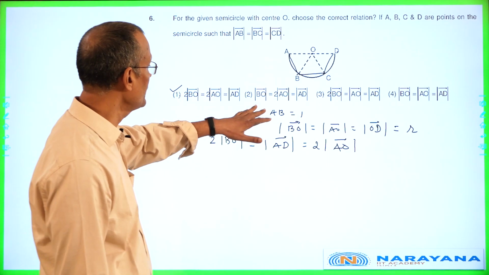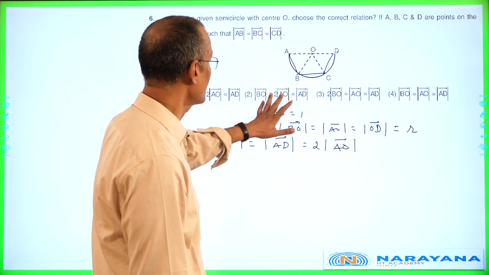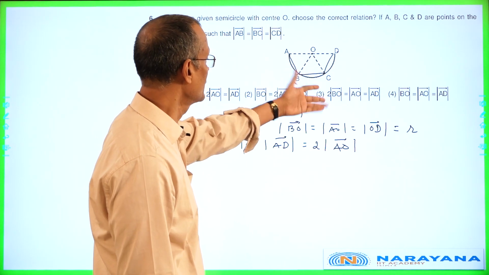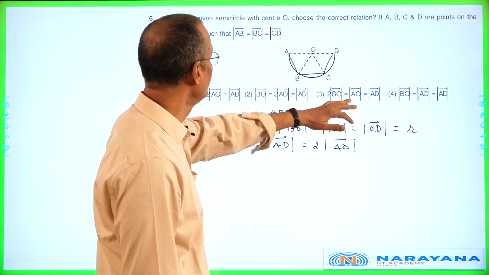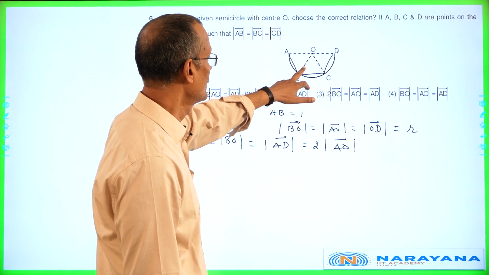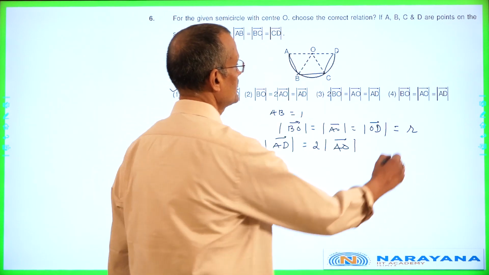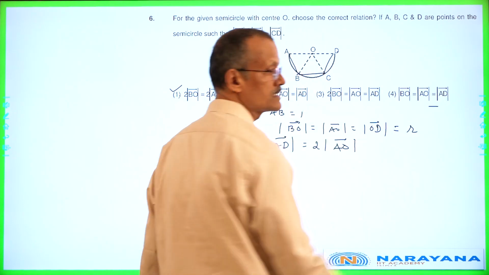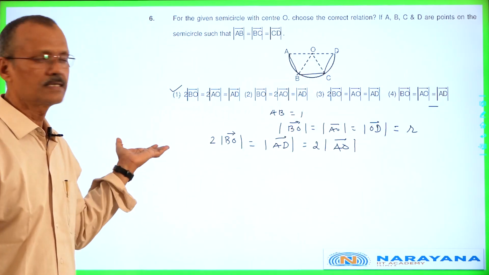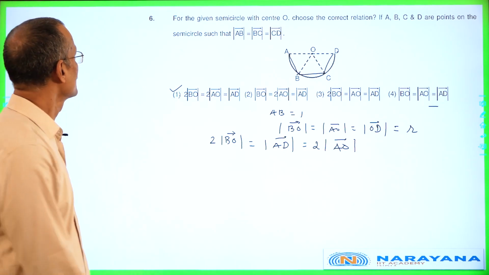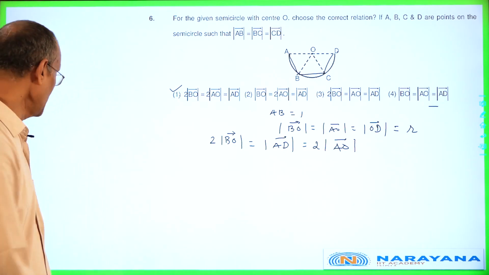If you will go for BO equal to 2AO, it is impossible. Here also 2BO equal to AO, it is again impossible. BO equal to AO and AD, no. So here it is wrong. So these three answers are completely wrong. Simple, you will have to check which one is diameter. Okay? So answer for this is number 1.